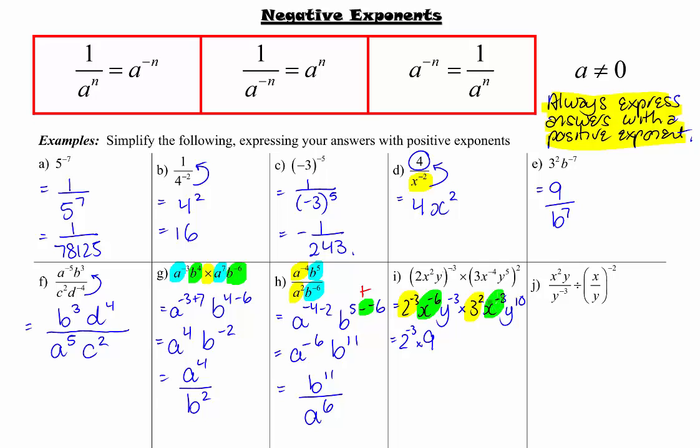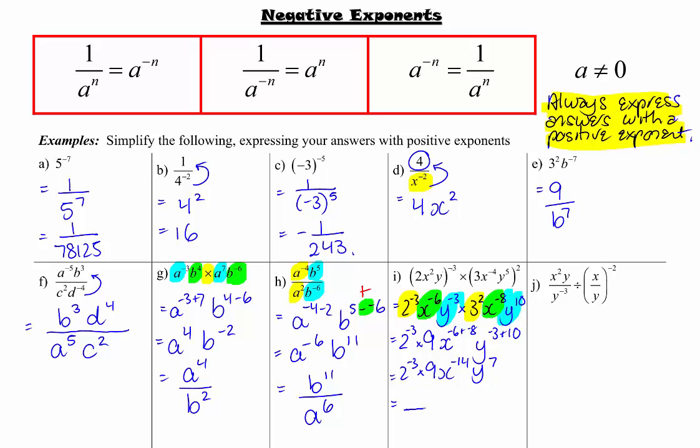Then look at my x's. So I'm looking at the multiplication now. So x, negative 6 plus negative 8. And then I look at my y's, and I have y to the negative 3 plus 10. So that becomes 2 to the negative 3 times 9, x negative 6 plus negative 8 is negative 6 take 8, which is negative 14, y negative 3 plus 10 is 7.